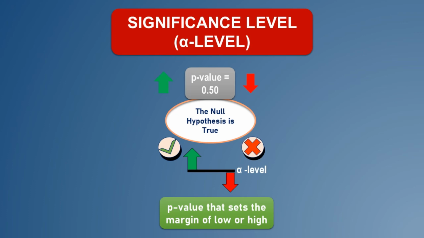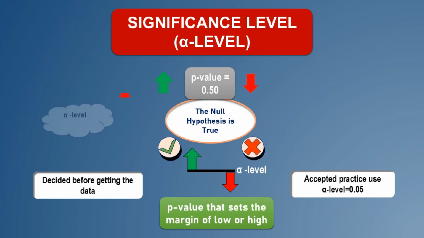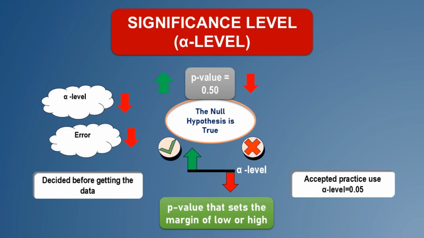This margin p-value, that is alpha level, is decided before getting the data. Usually it is set at 0.05 as an accepted practice. That is, if p-value obtained from the data is less than 0.05, then only the null hypothesis will be rejected. Lower the significance level or alpha level, less is the risk of errors.